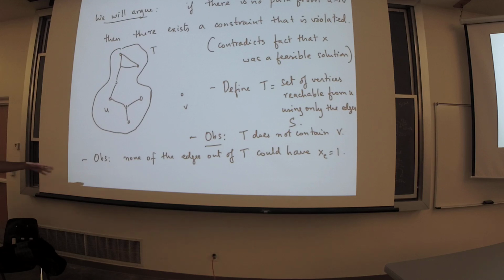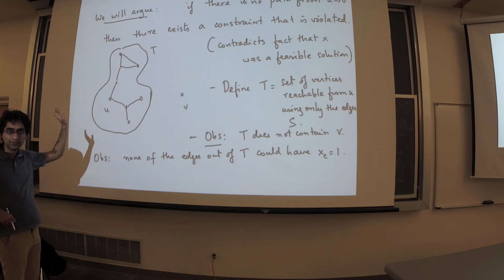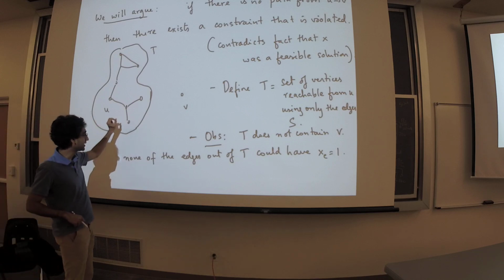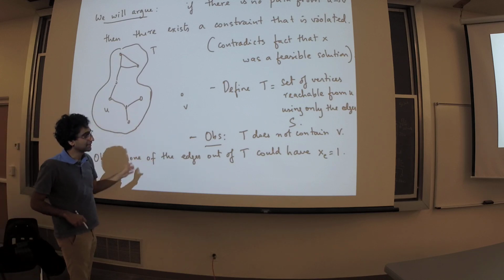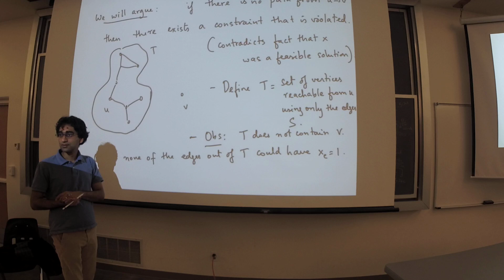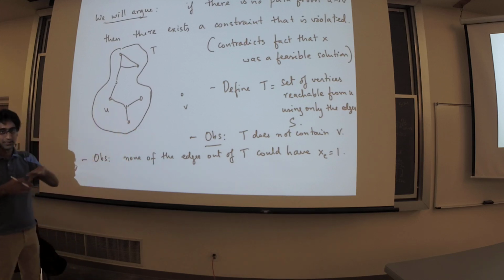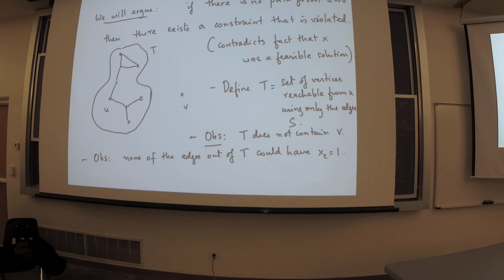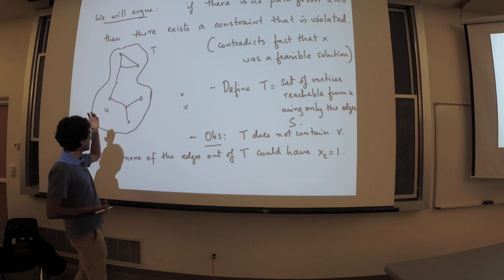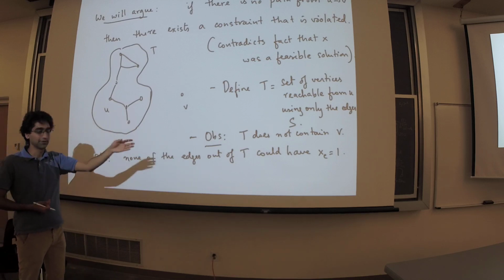And this is the key observation: if I define T this way, then none of the edges going out of T can have x equals 1. Why is that? Because then that vertex would have been part of T. I defined T to be everybody that's reachable from U. So just the definition of T implies that you cannot have something like that.